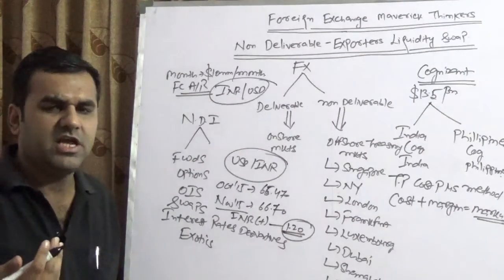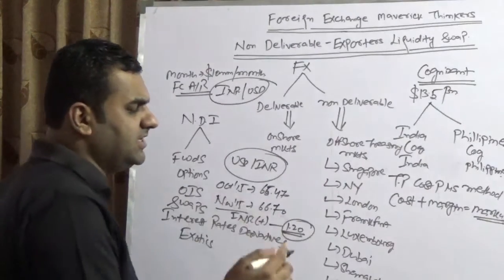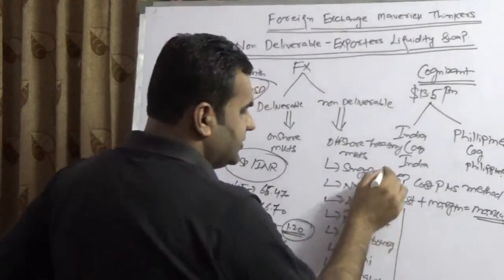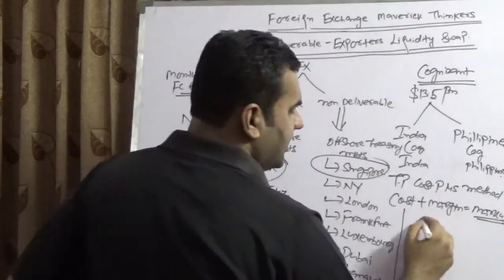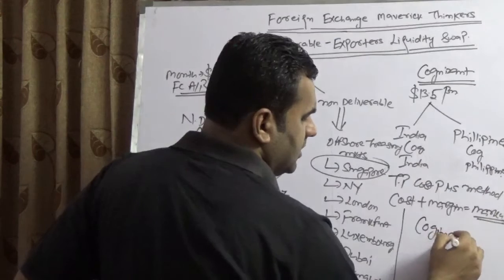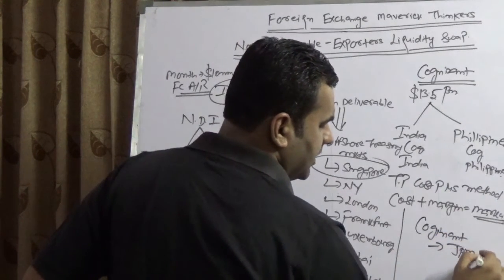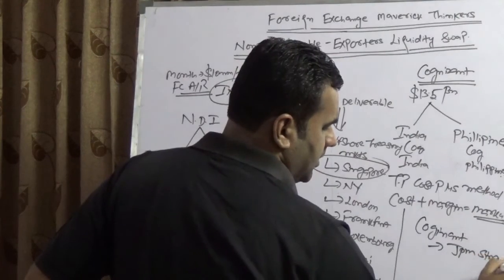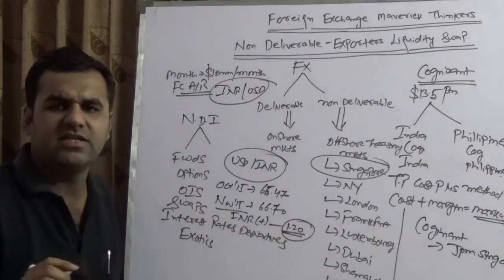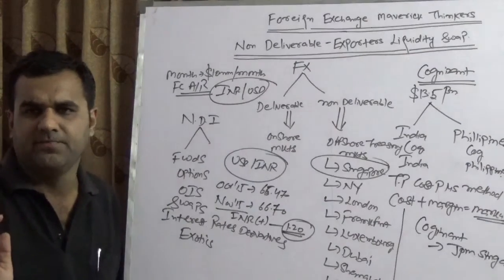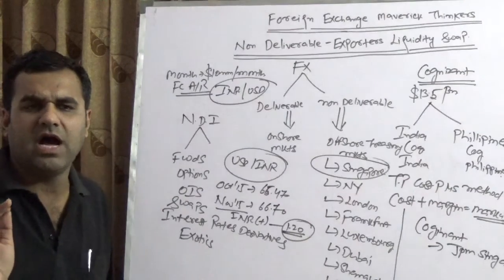So they would take a non-deliverable forward with some Singapore-based bank. Assuming they are taking it up with Singapore, Cognizant would take a contract, say with JP Morgan Singapore. Now in a non-deliverable forward contract there is no swap, there is no spot rate. The spot is going to be your RBI fixing.